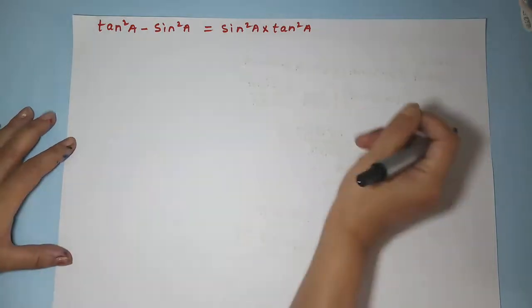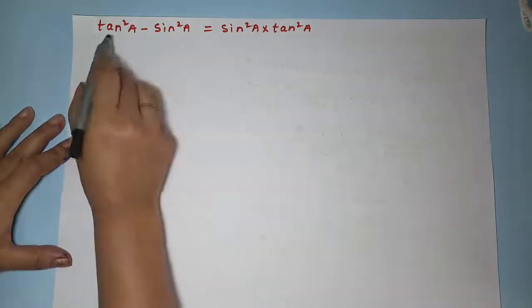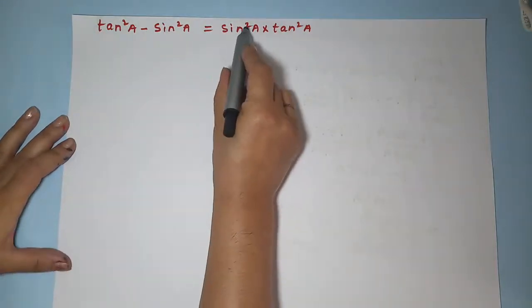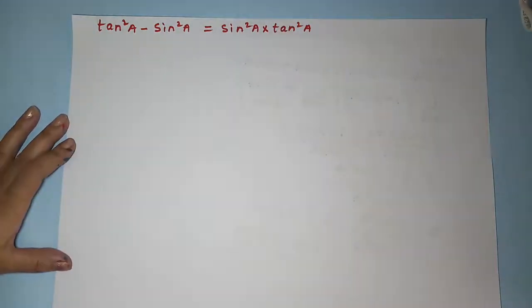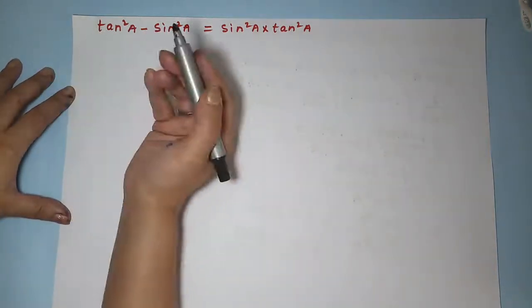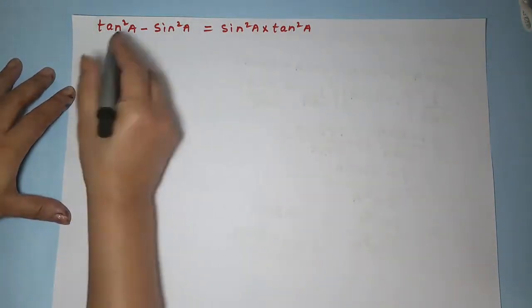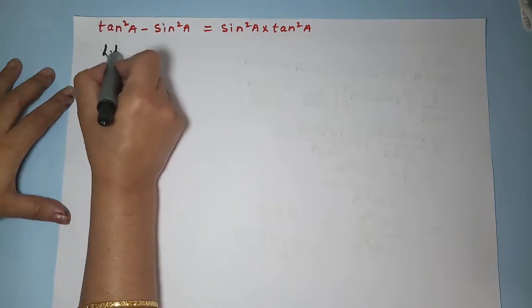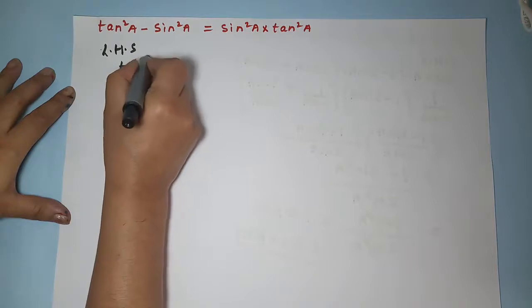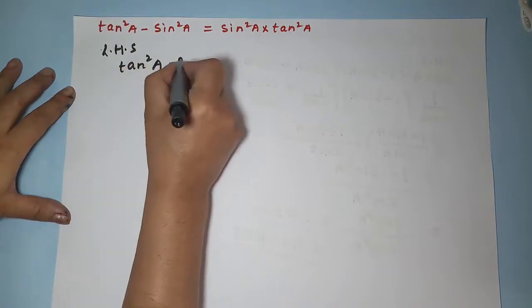Now, this one: tan square A minus sine square A, you have to prove is equal to sine square A into tan square A. So what should we do? We can do it in any way. For example, let me first write the left hand side. What is my left hand side? Tan square A minus sine square A.